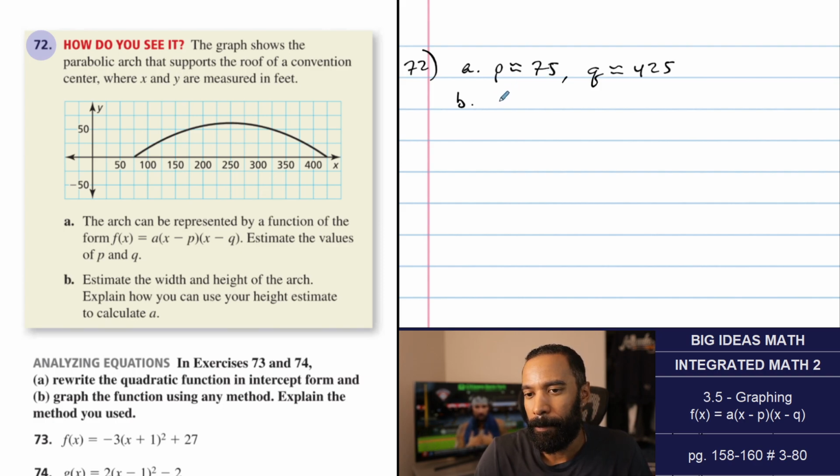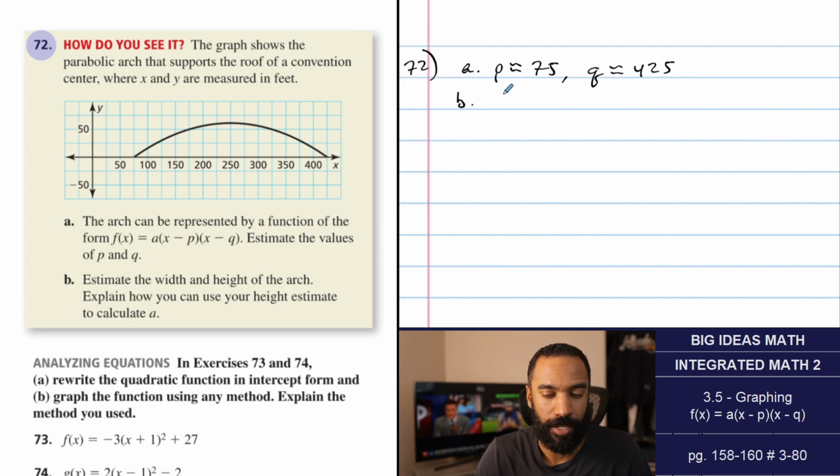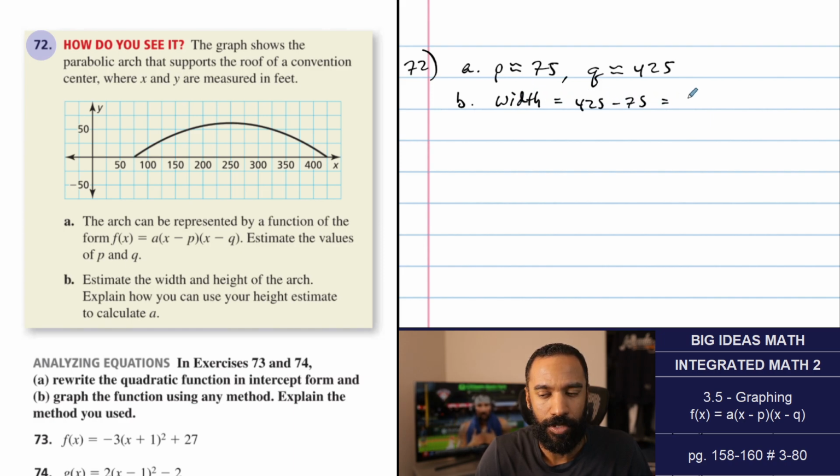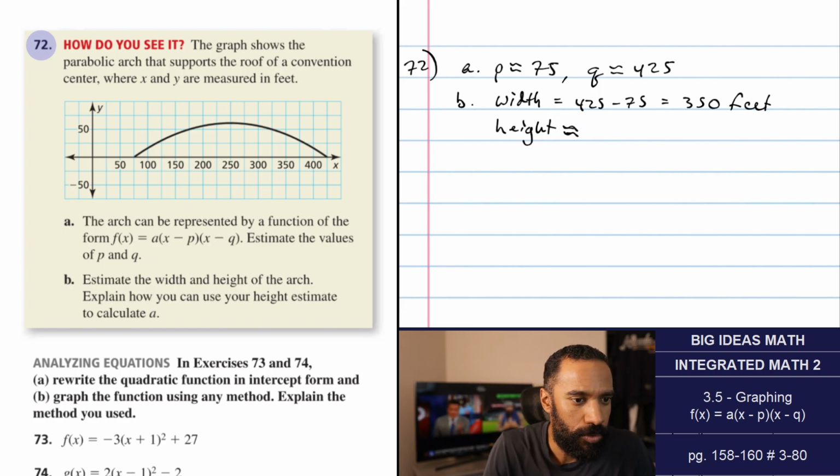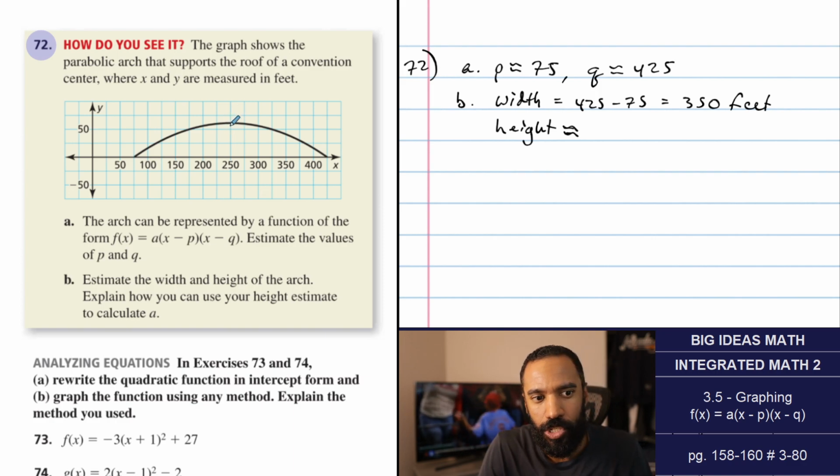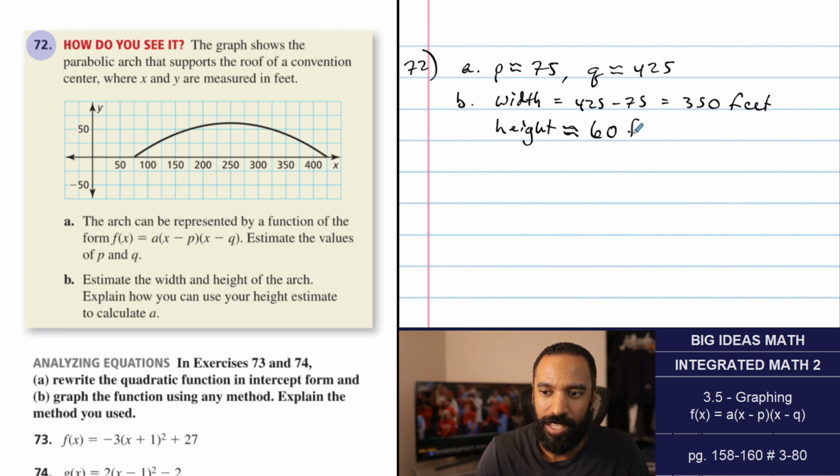Okay. So I'm not going to explain it, I'm just going to do it, I guess. My width is 425 minus 75, which is 350 feet. My height is roughly from 0 up to, these go by 25s, right? So 25, 50. It's about halfway between that and 75. 62.5 would have been halfway in between. Let's go a little lower. Let's go about 60 feet there.